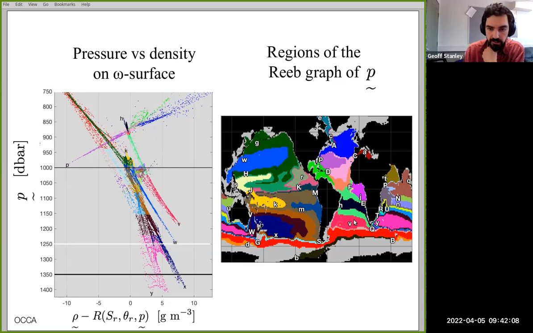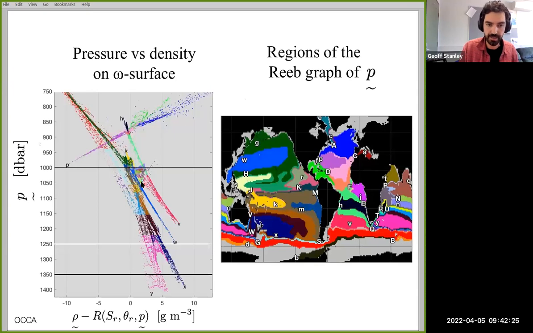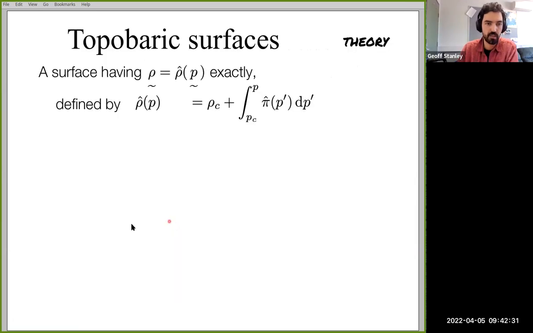But the point is, again, inside this region in the South Atlantic, you have a different functional relationship between pressure and density. So what we're going to try to do now with topobaric surfaces is we're going to try to build surfaces on which this holds exactly. Rho is exactly a function of pressure. So I'm going to try to collapse all of these scattered regions into perfect lines. So we're going to do that by defining this rho hat function as the integral of pi hat as we did. Now I'll just evaluate that on the surface. So I've dropped in an under tilde there and apply this relationship. So now I have rho is equal to the integral of pi hat.